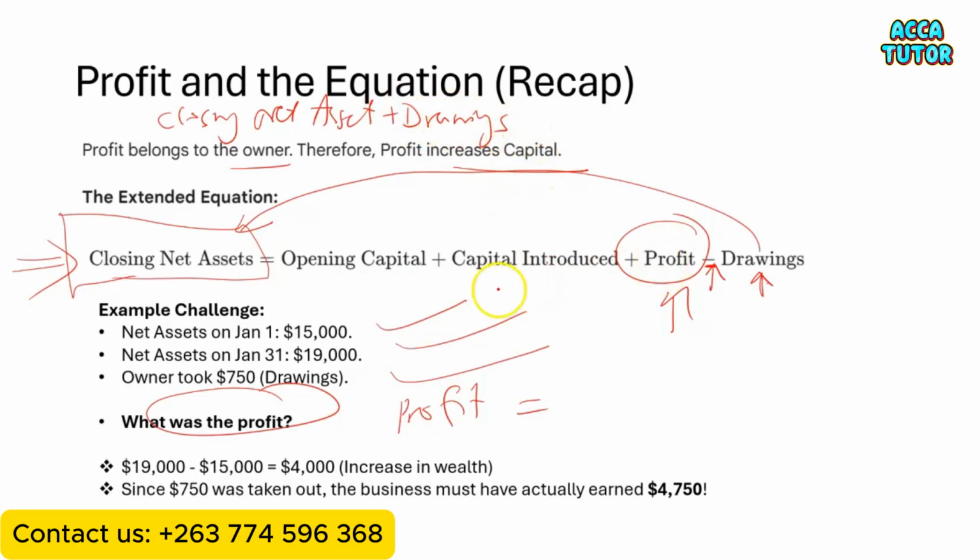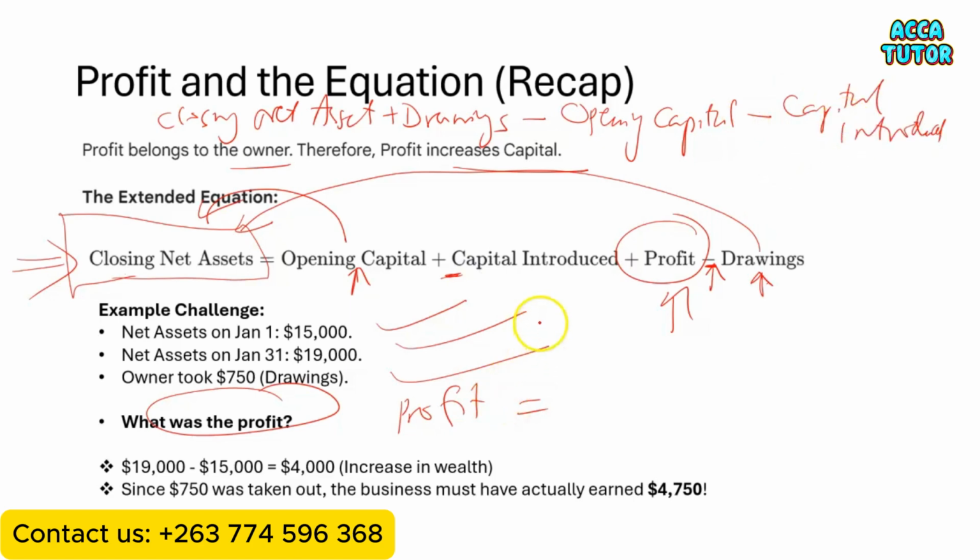All right. What other items? This one, the opening. Remember, the opening was a positive figure, because there is a hidden positive sign there. So when we want to push this to the other side of the equation, we're going to say minus opening capital. This one was positive, so we are going to say minus capital introduced, is equal to profit.